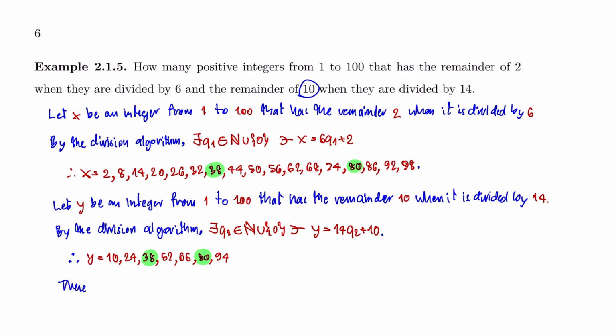So there are two desired positive integers. That's what we have right here.